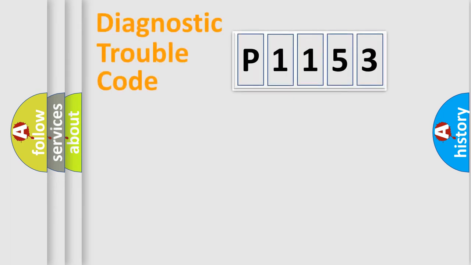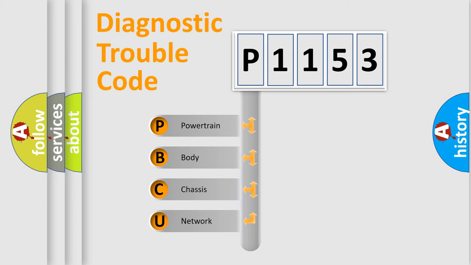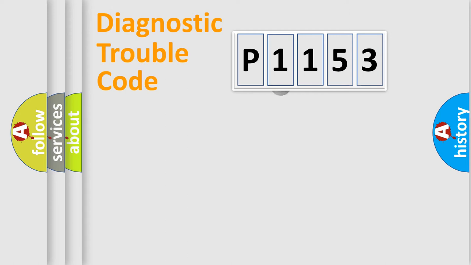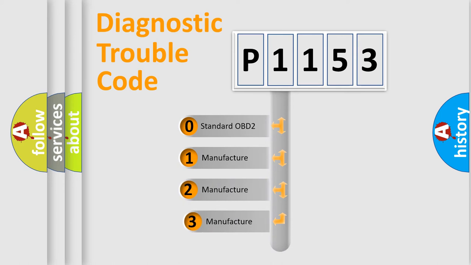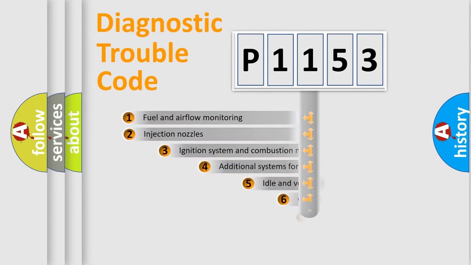Let's do this. First, let's look at the history of diagnostic fault code composition according to the OBD2 protocol, which is unified for all automakers since 2000. We divide the electric system of automobile into the four basic units: powertrain, body, chassis, network. This distribution is defined in the first character code. If the second character is expressed as zero, it is a standardized error. In the case of numbers 1, 2, 3, it is a more specific expression of the car-specific error.